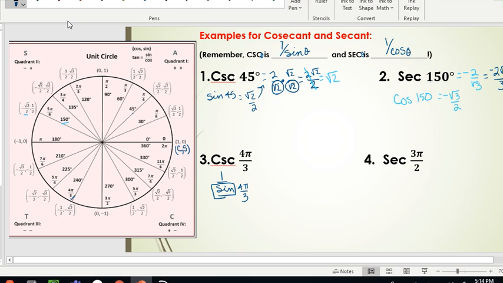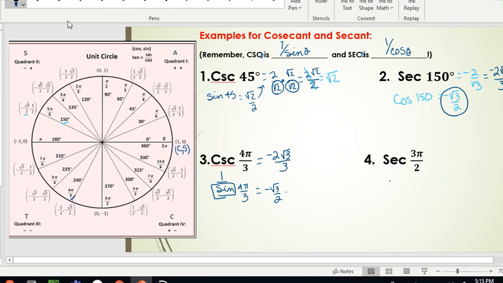4 pi over 3 is right here. Sine is the second one. It's negative square root 3 over 2. Wait a minute. That's what we had up here. So I already know my answer is going to be negative 2 square root 3 all over 3. Okay? Because when I flipped it, I multiplied the top and the bottom by the square root of 3.